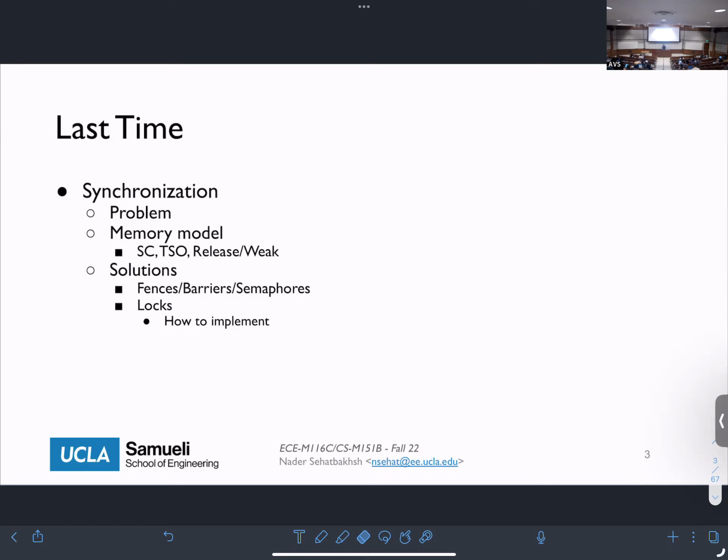We talked about various solutions, including fences, barriers, or generally semaphores. We talked about locks, how we use them and how we implement them, and that was kind of it for our memory consistency problem. Okay, any questions about memory consistency or your homework?